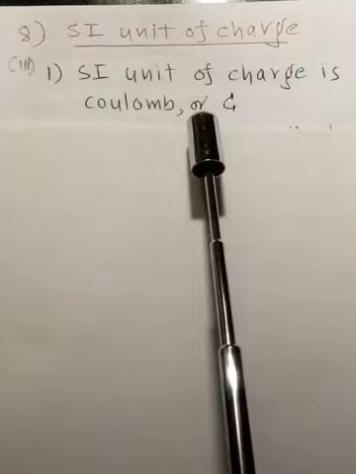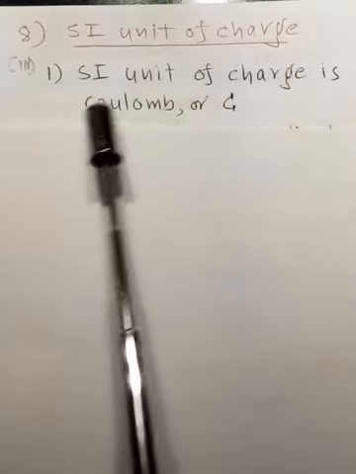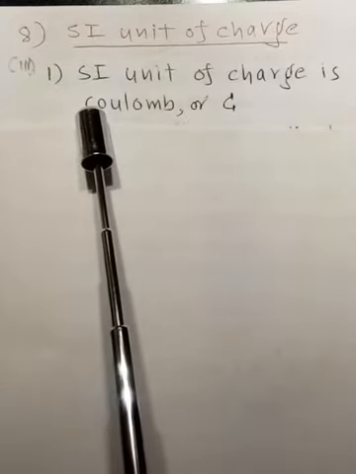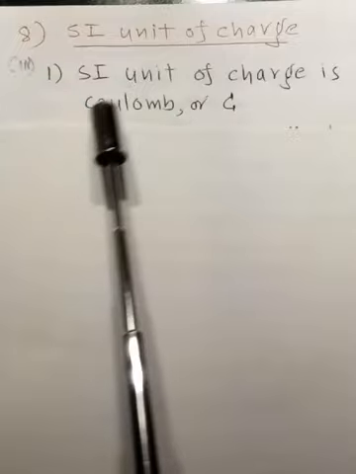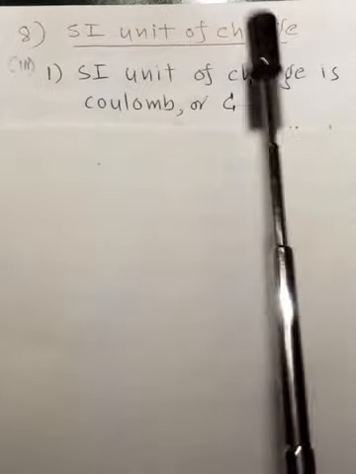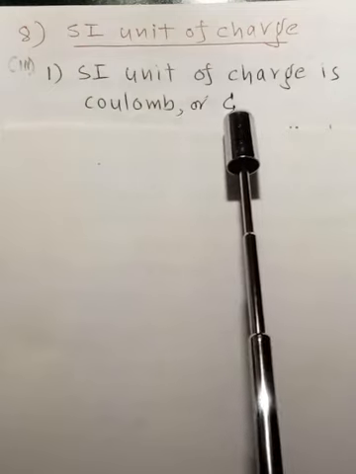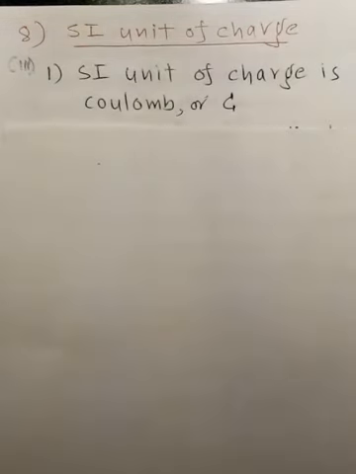Now, let us study the SI unit of charge. If charge is a physical quantity, it must be measurable. In order to measure, we need a unit. The SI unit of charge is coulomb. If you write it in full, it must be a small letter because now it is not the name of the scientist, it is the unit of charge. Or if you want to write it in short, you can write capital C.